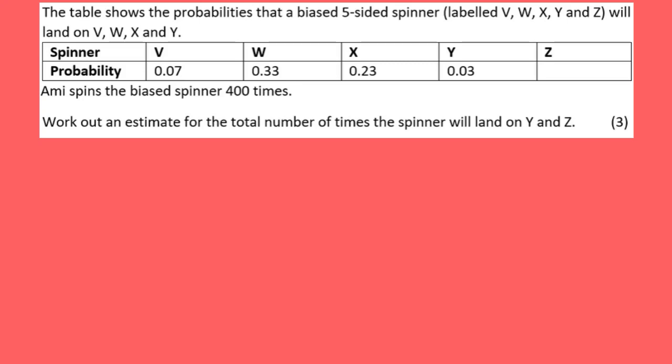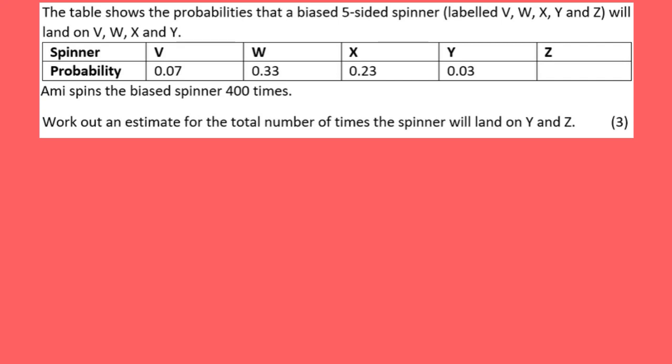The table shows the probabilities that a biased five-sided spinner with labels V, W, X, Y and Z will land on V, W, X and Y. Notice that we aren't given the probability of it landing on Z. Ami spins the biased spinner 400 times.